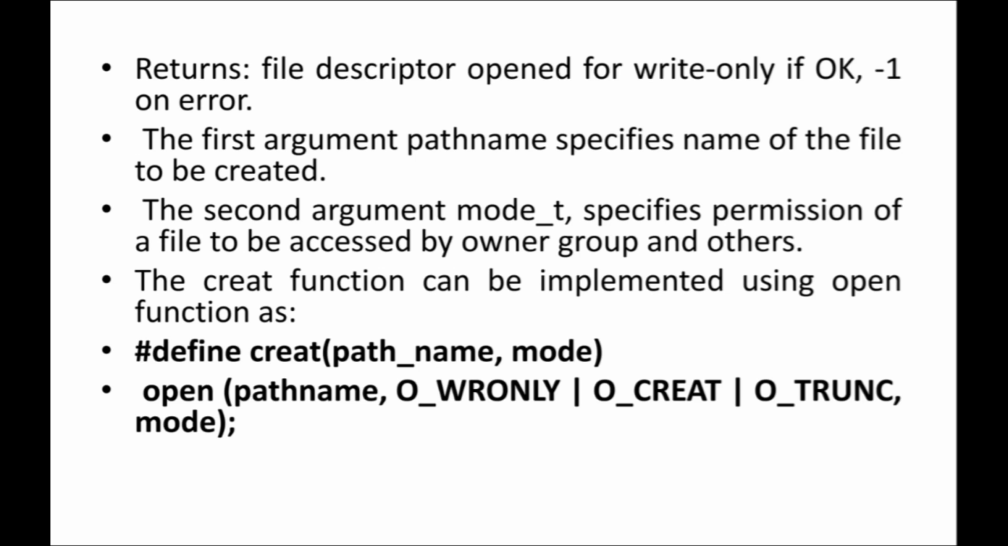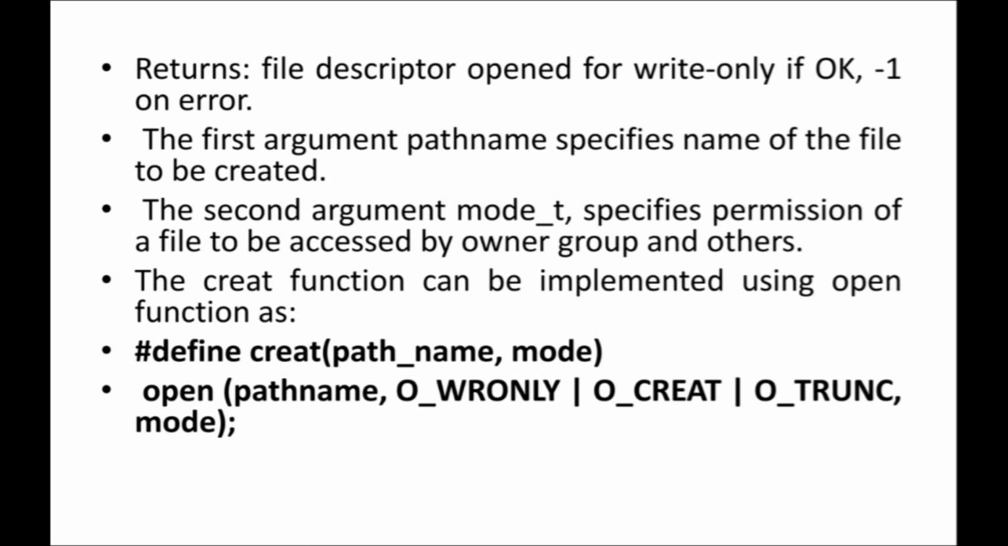And this create API can also be implemented using the open function. In Unix system programming, you know that the open API is used to open an existing file, and along with that, the open API is also used to create a new file. You can use the open API to create a new file, or you can use the create API to create a new file.